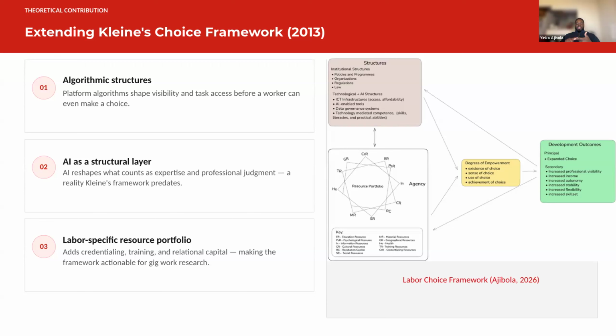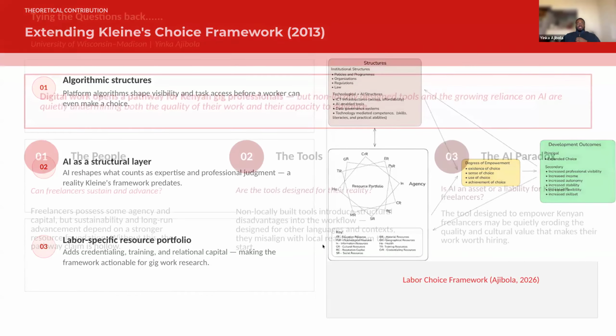More specifically, the framework was updated by adding the algorithm structure, as you can see on the screen, as a sort of gatekeeping layer, treating AI as a structural force shaping what counts as skills and what counts as judgment, and incorporating labor-specific resources as well. So in this case, the training resources in Kenya, the credentialing resources, and also the reputation resources were added to the resource portfolio specific to Kenyan translators.